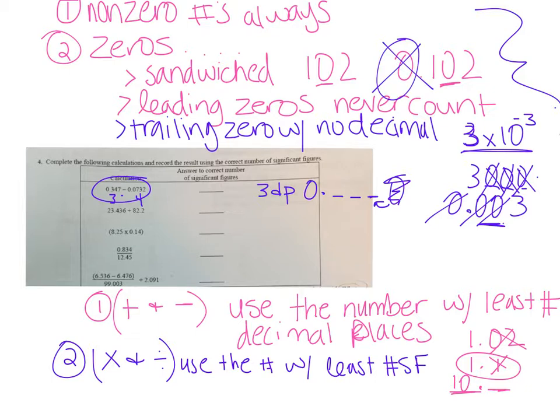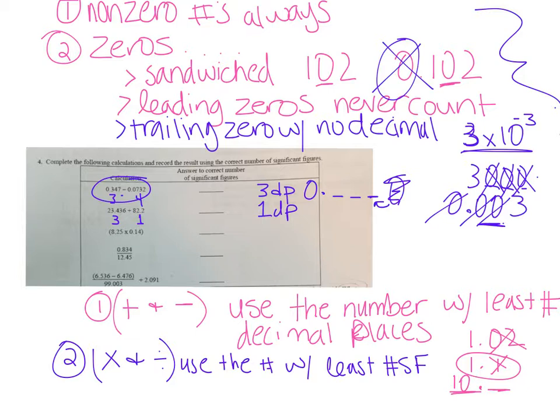Looking at the next one, I believe that's addition. If you say it's division accidentally, that's fine. I don't care. But I'm going to go ahead and go with addition. And so here we're going to look at our decimal places again. I have 3 here. I only have 1 here. So your answer can only have 1 decimal place.